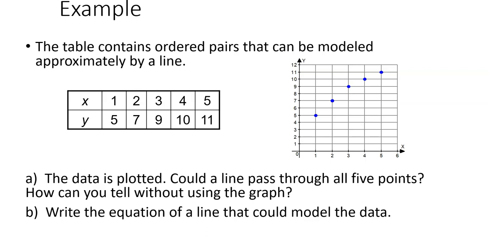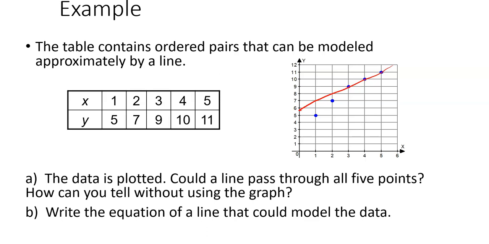It said, could a line pass through all 5 points? Well, no, because look what happens. If I try to put a line through the first 3, I'll pass a line right through those first 3 points. But then as I keep going, now it doesn't hit those other points anymore.